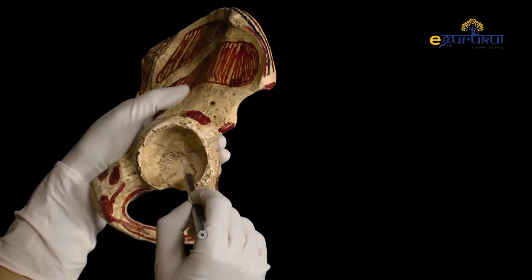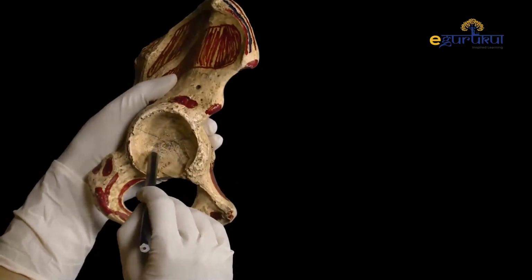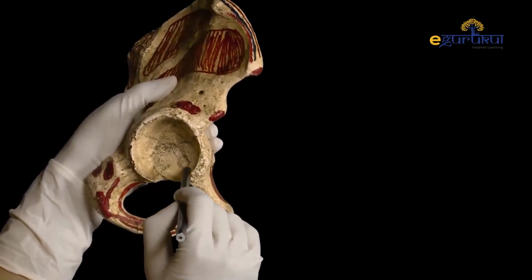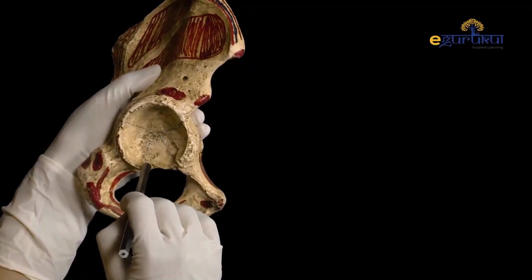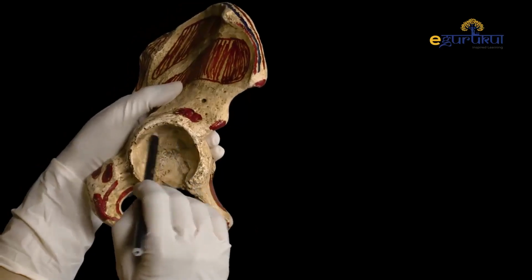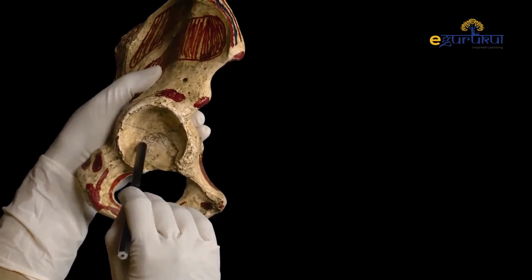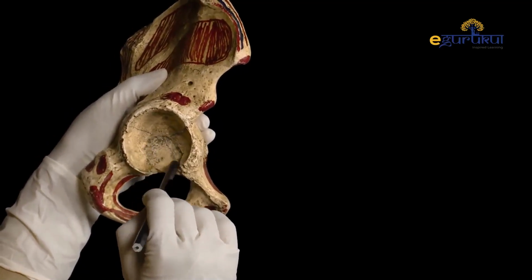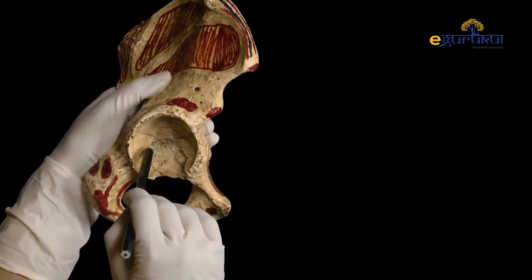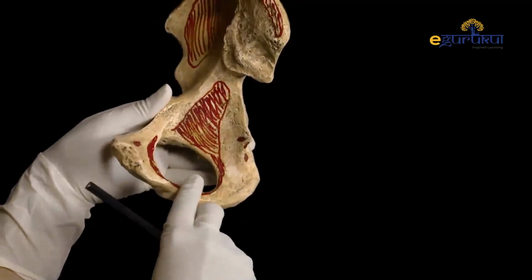If we see inside the acetabulum, this portion is articular and the floor is non-articular. The articular portion is called the lunate surface. And this non-articular depression, the non-articular fossa, is called the acetabular fossa. So this completes the hip bone.